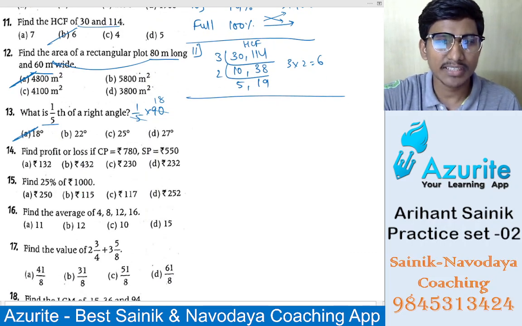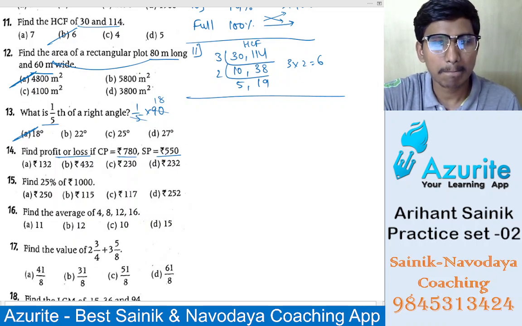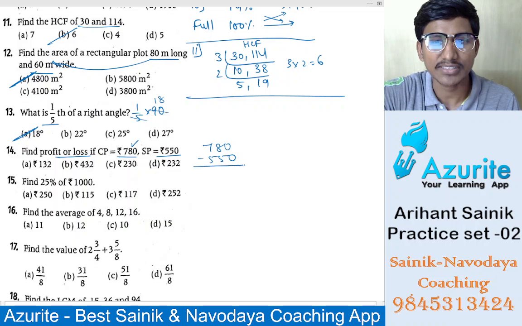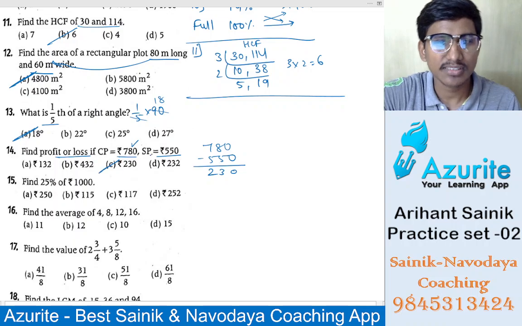14th now, find the profit or loss if cost price is this, selling price is this. So what will be the profit? Loss. It is a loss. Yes, it is a loss. Because cost price is more, selling price is less. So cost price minus selling price, that is 550. If you minus, it will be how much? 230. Option C here.